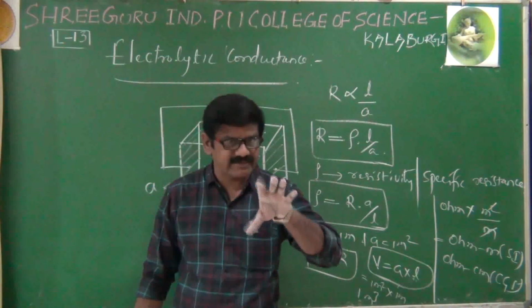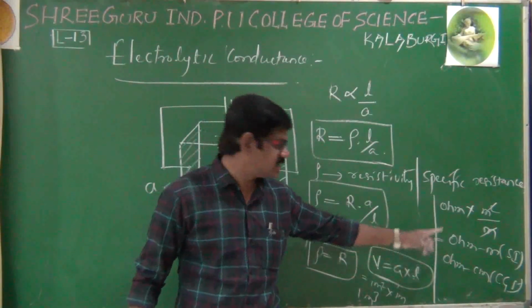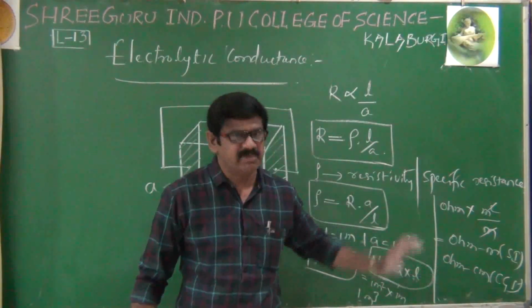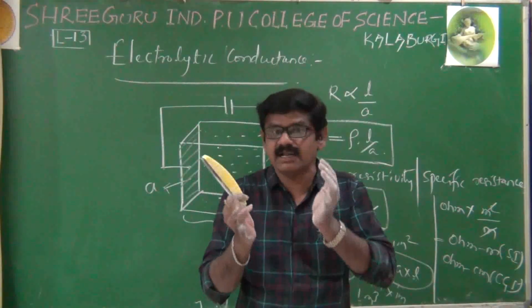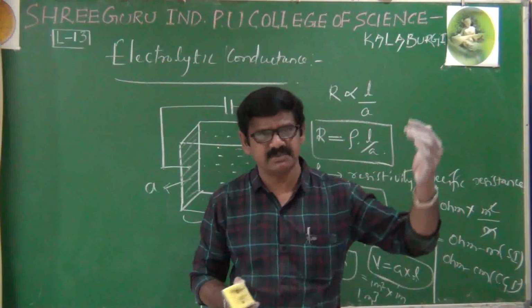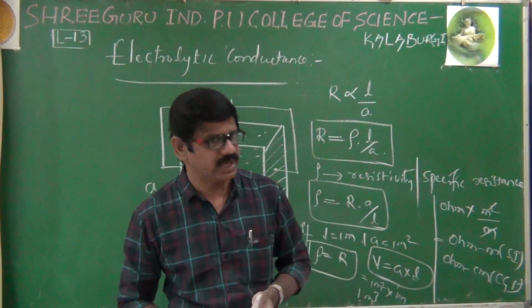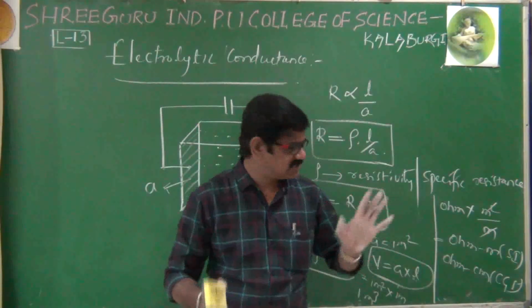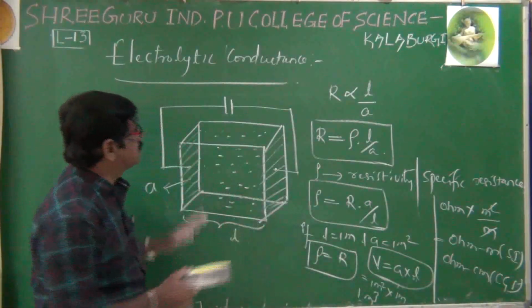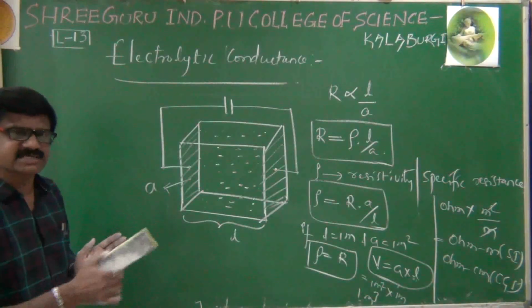Based on the given question, we have to select the appropriate units. Units are very important while solving questions, because sometimes they may give SI units, sometimes CGS units. Based on that we will use the corresponding values. That's all about resistance as well as resistivity.